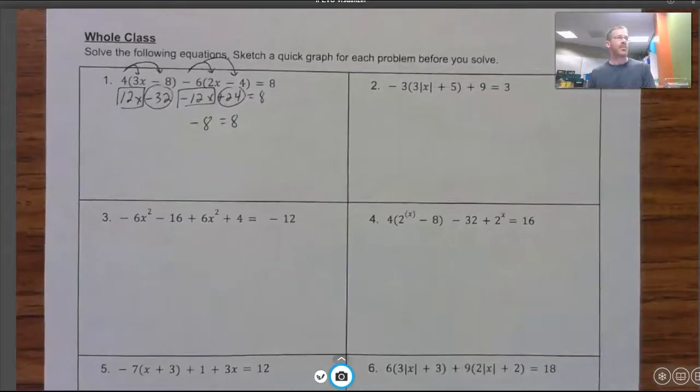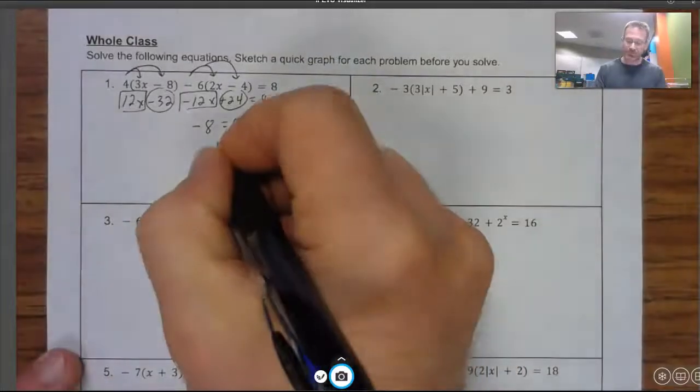Now I have to interpret. So I didn't change what I did. It's still distributed, still combined, but now I don't have any variables. So now I just ask myself, is this a true statement or a false statement? It is false.